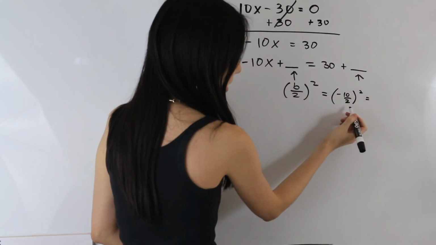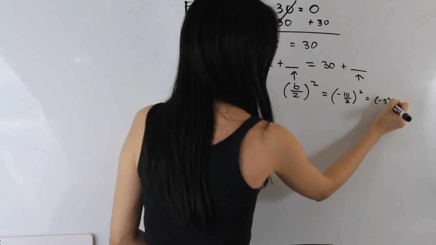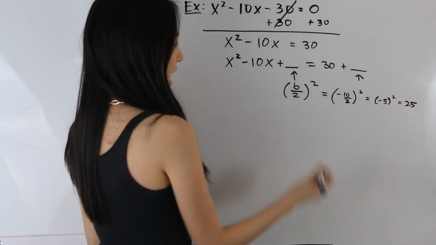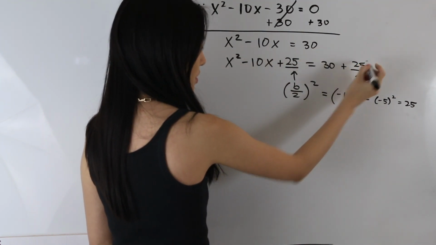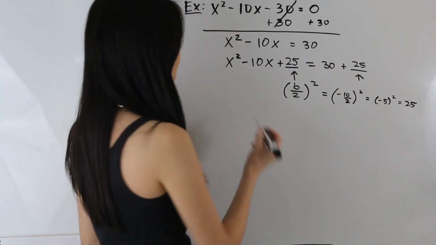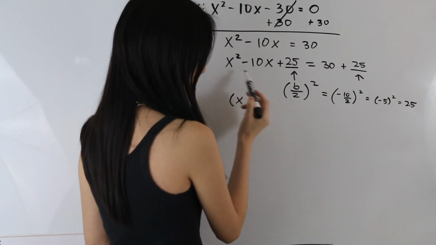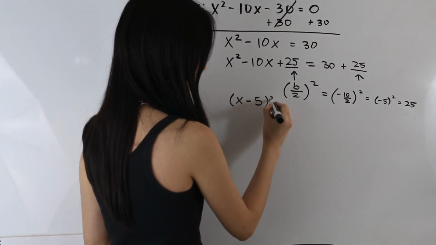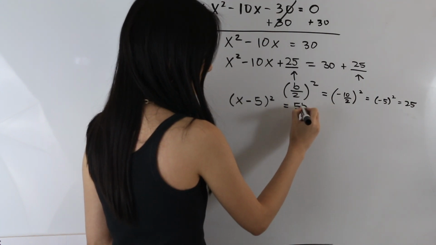Let's divide that by 2 and square that, and we end up with negative 5 squared, which is equal to 25. So let's add 25 to both sides. Now we can complete the square. The left-hand side becomes x, and then we take b, which is negative 10, and divide it by 2, so we end up with x minus 5 squared. And the right-hand side ends up being 55.